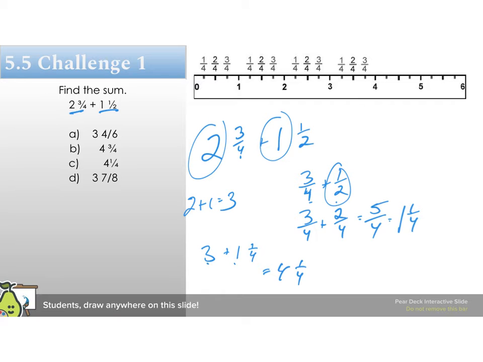If I look at this on here, I've got 2 and 3/4. Or if I do the 2 plus 1, gets me to 3, and then I have another 3/4, and I'm going to add a half. A half is 2/4, 1, 2. So my answer is going to be 4, and this is the 1/4 mark.